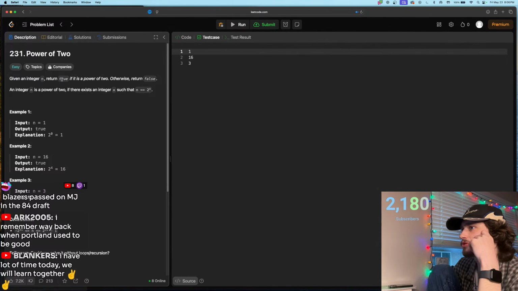Given an integer n, return true if it's a power of 2, otherwise return false. An integer n is a power of 2 if there exists an x such that n is equal to 2 to the power of x.